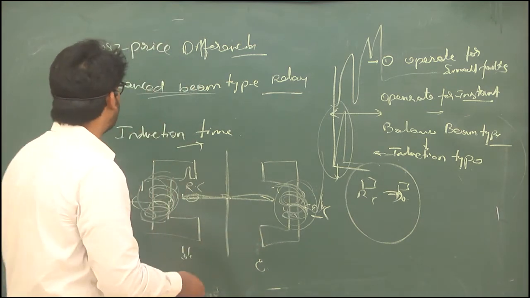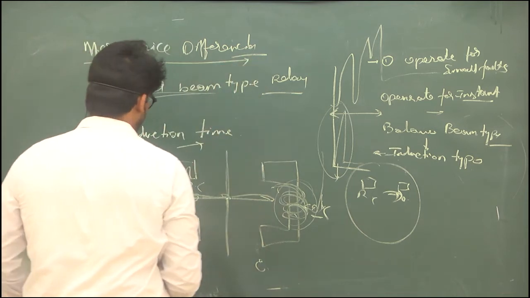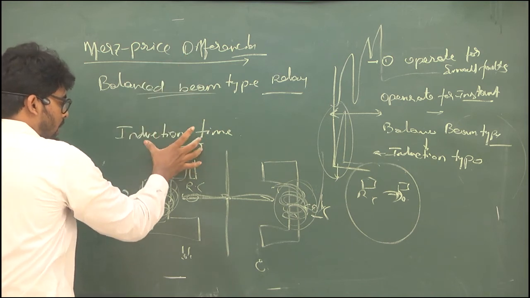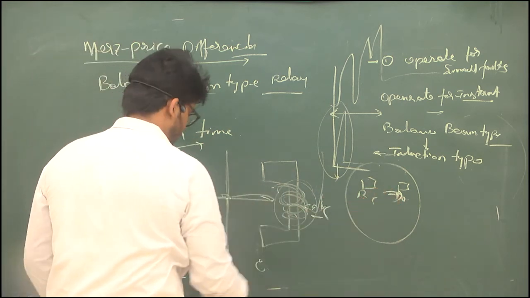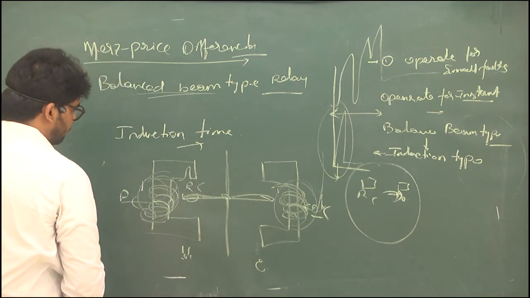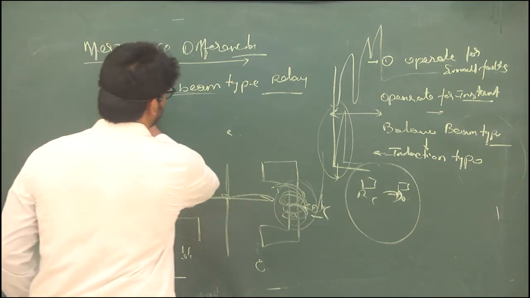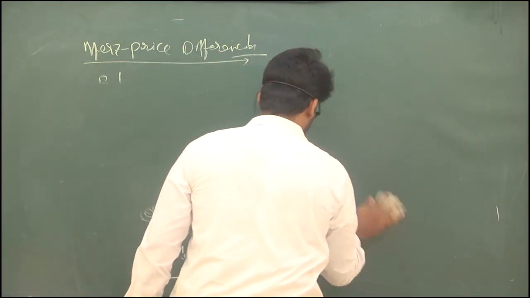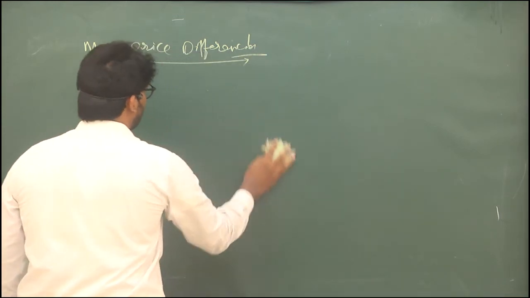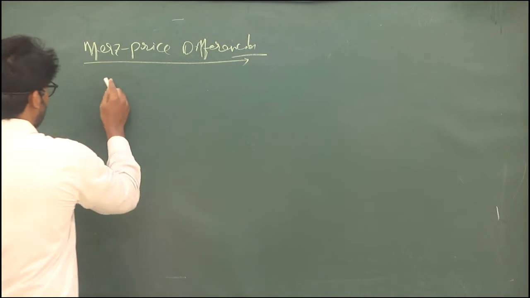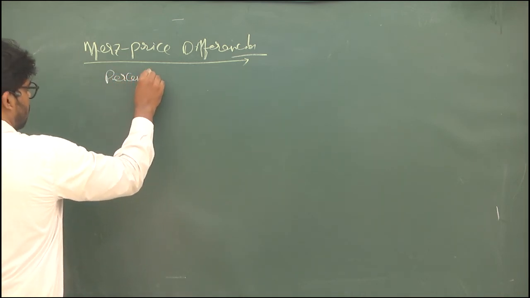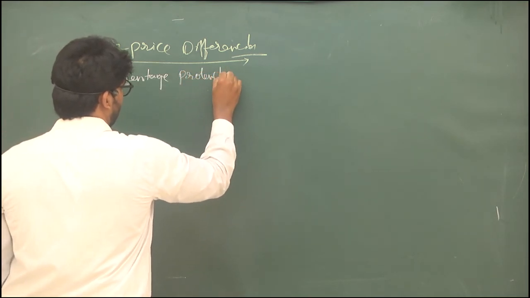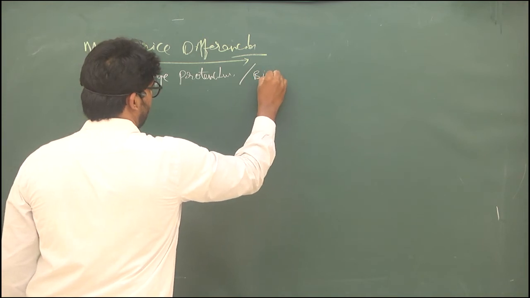So we straight away go to the Merz-Price differential protection. What is this Merz-Price differential protection? In the Merz-Price protection, we are using the induction type of configuration, which I explained before. This is the actual thing you need to understand before going to the Merz-Price relay. This is also called the Merz-Price relay. This is also called percentage protection. Why we call it percentage protection, I'll explain, and we'll also name it the biased differential relay.